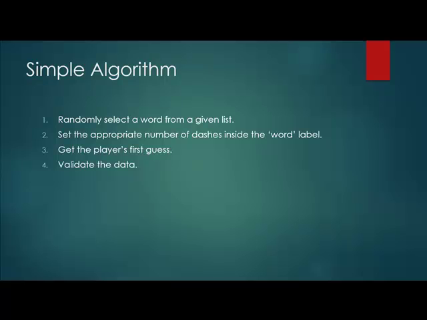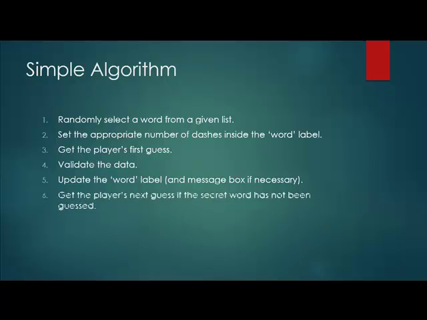Once the player's first guess has been received, it's going to validate the data, and then it's going to update the label or a message box as necessary. Then it's going to get the player's next guess if the secret word has not yet been guessed, and once again update the word label and message box if necessary.